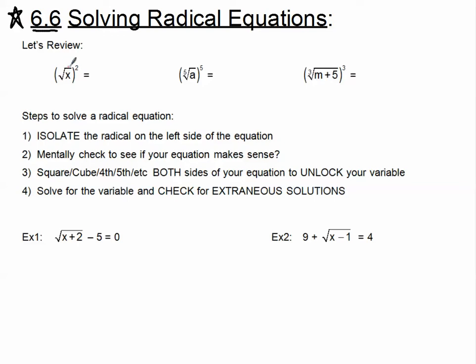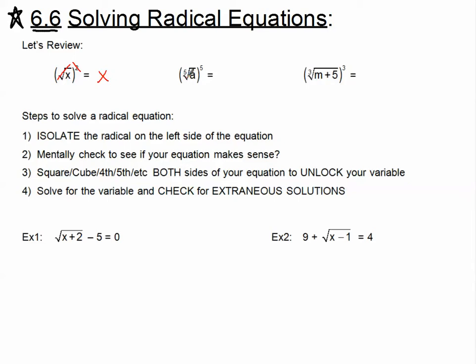Let's say we have the square root of x, and we take that and we square it. Taking the square root and then squaring basically undo each other. Squaring a square root, they are inverse operations. So this would be equal to x.